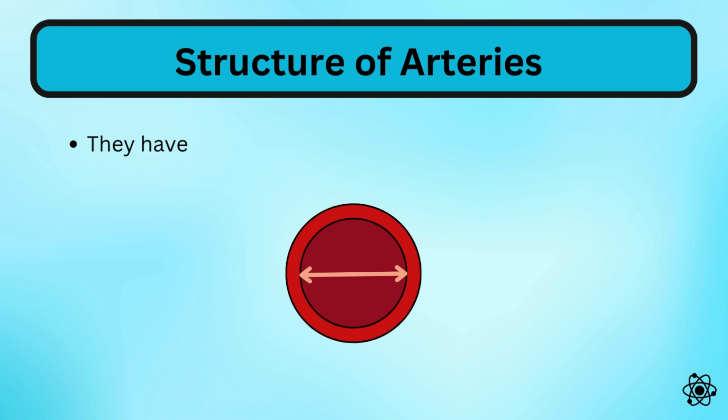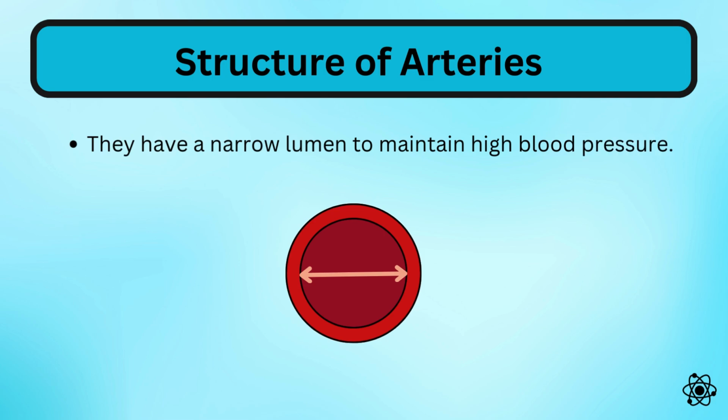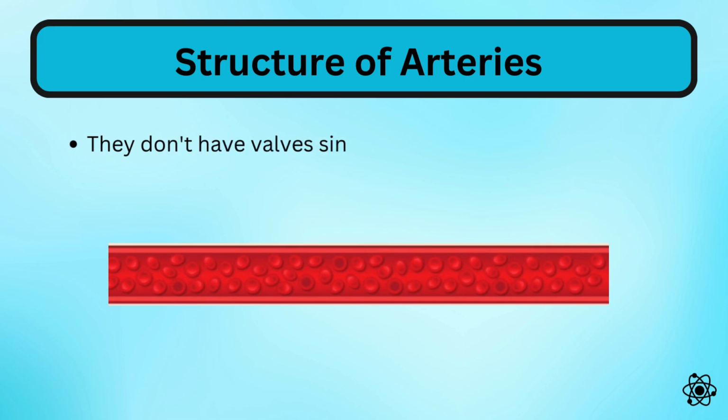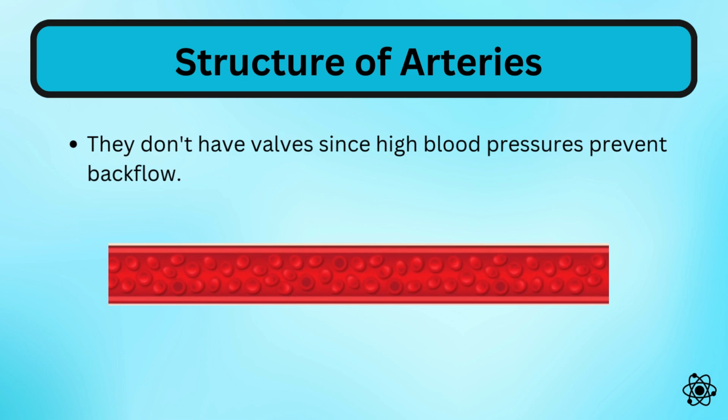The lumen is the inside space of the artery. They have a narrow lumen to maintain high blood pressure. They don't have valves since high blood pressures prevent backflow.